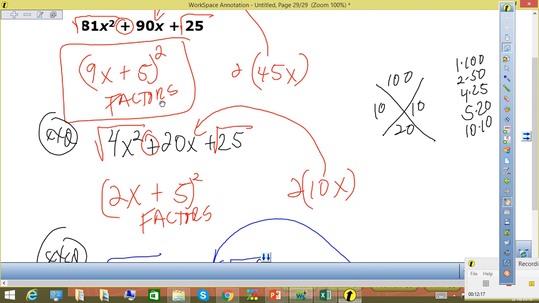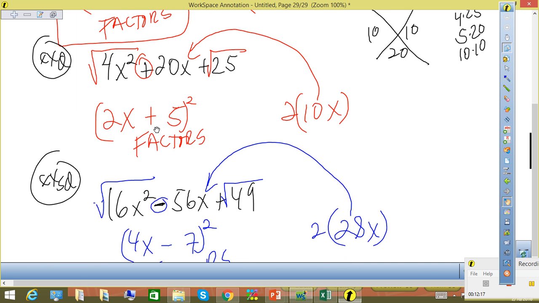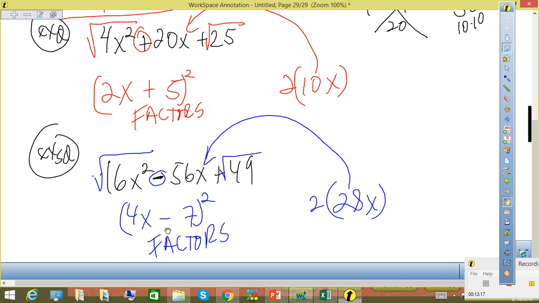Look at this one. Those are my factors. Look at this one. Those are my factors. Look at this one. These are my factors. Talk it over with your neighbors. What is so different about this one from the other 2?